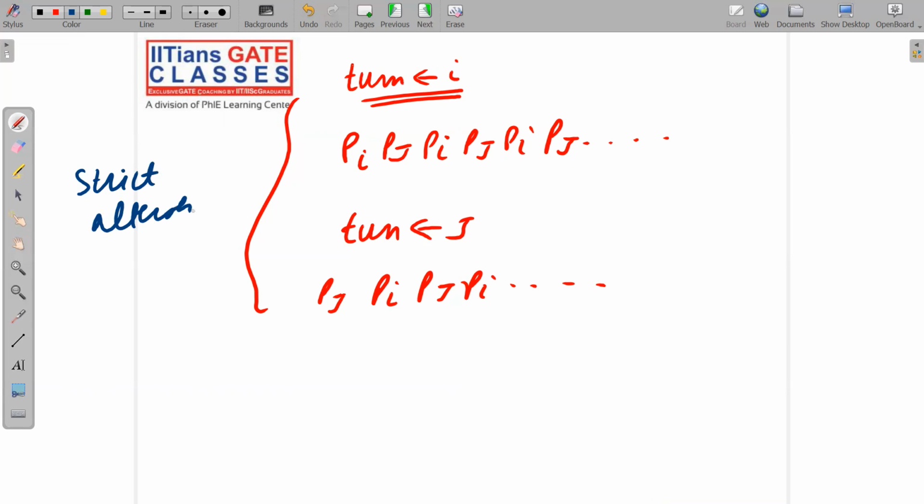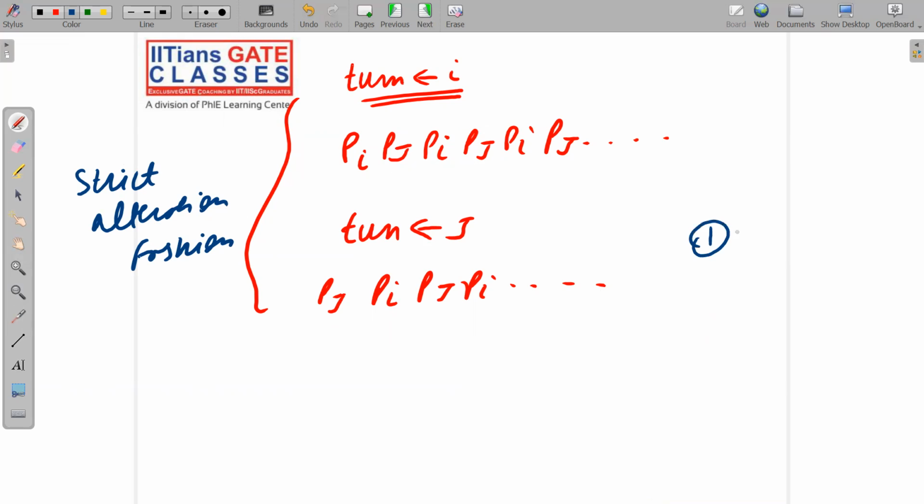Strict alternation fashion. Okay. So it is strict alternation, no? Like PI, then PJ, then PI, PJ, or PJ, PI, PJ, PI, and so on. Alternatively, okay? They are entering into the CS alternatively. So now let me try to see whether the solution is good or bad. So when can I say the solution is good? When three conditions are fulfilled.